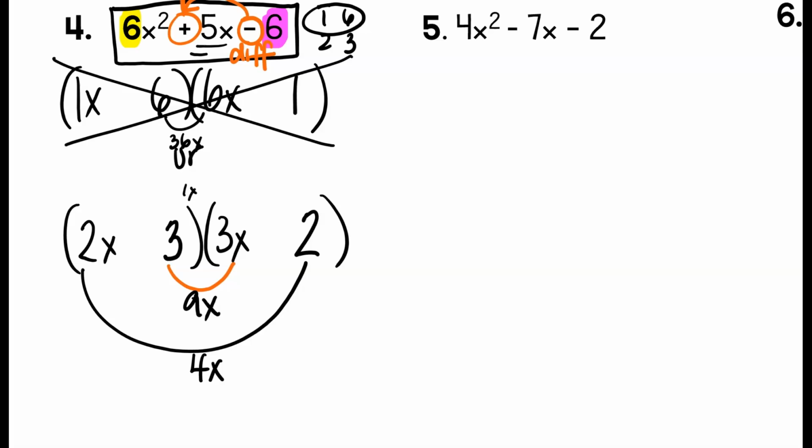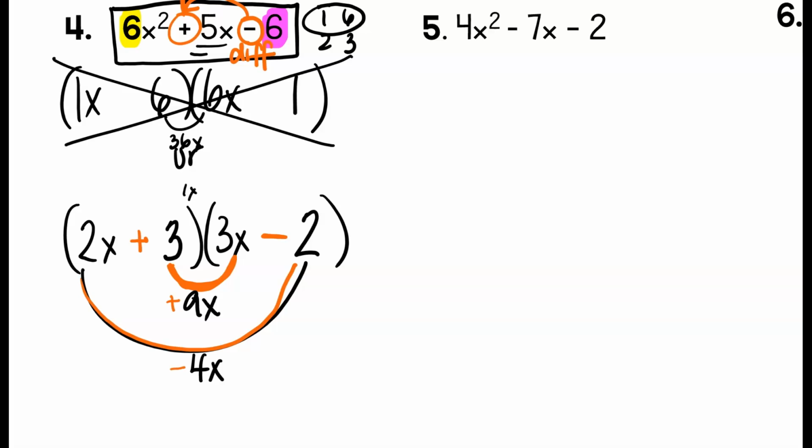Now the bigger value here between 9x and 4x is 9x. So that needs to be positive and 4x needs to be negative. Which means that if you look at what's connected here, this 3 will be positive, and with the connection here, this needs to be negative.